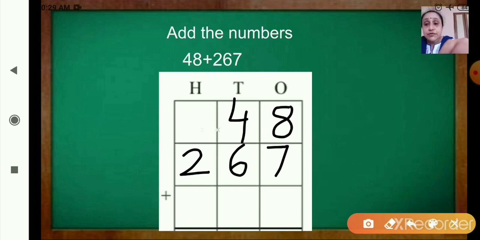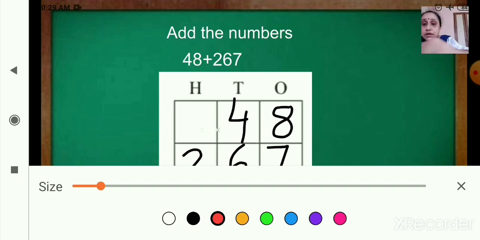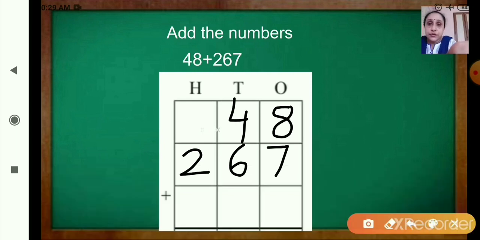So what do we have to write there? Do we write 15? No. Then what will we write there? We will write only 5 there. And what will happen to 1? 1 will be carried over to the tens place. Okay. Now 1 plus 4, 5.